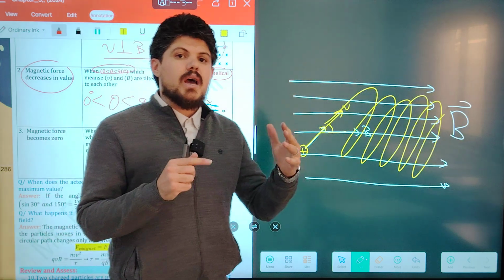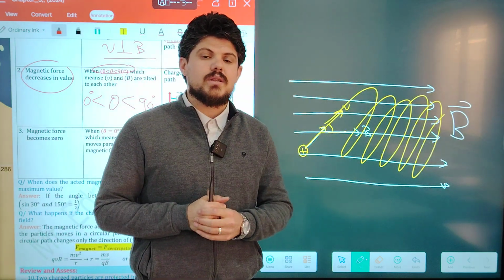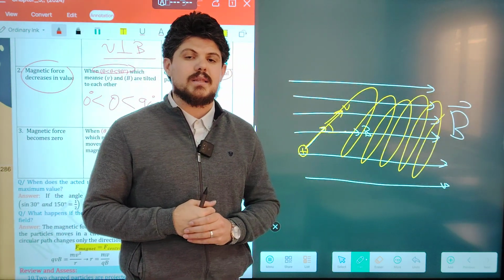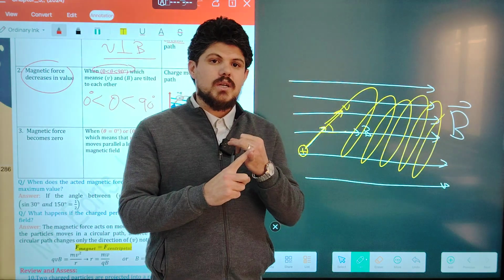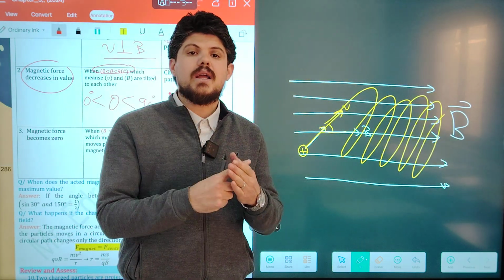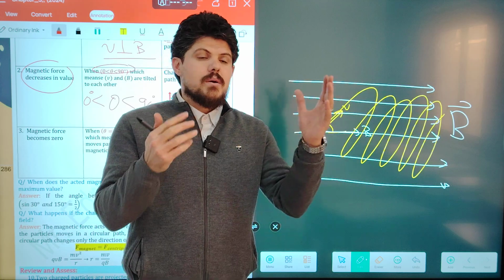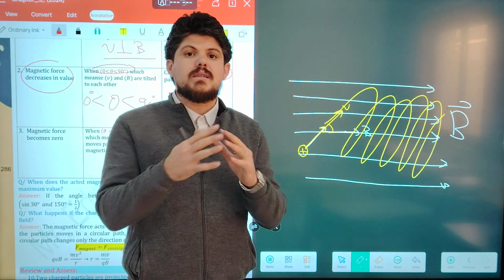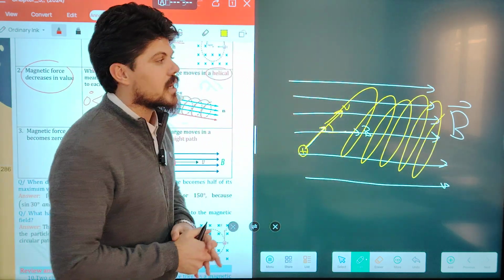At which of the following angles does the charge's path become a helical path? Angle 90? No. Angle 0? No. Angle 180? No. Angle 60? Yes. More than 0 and less than 90? Yes. The charge's path becomes a helical path.